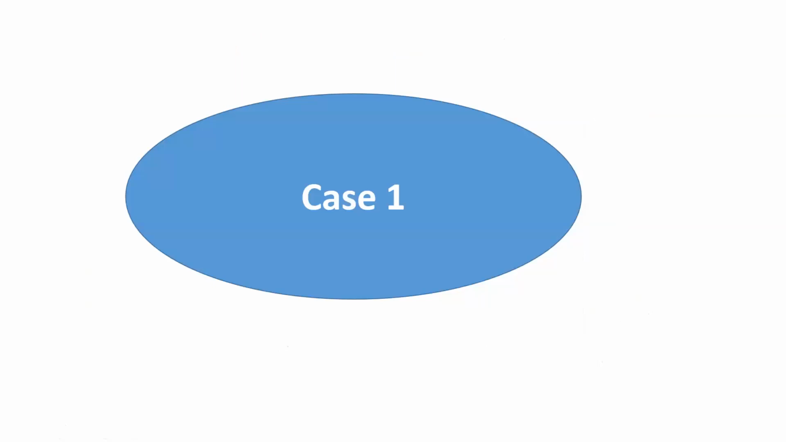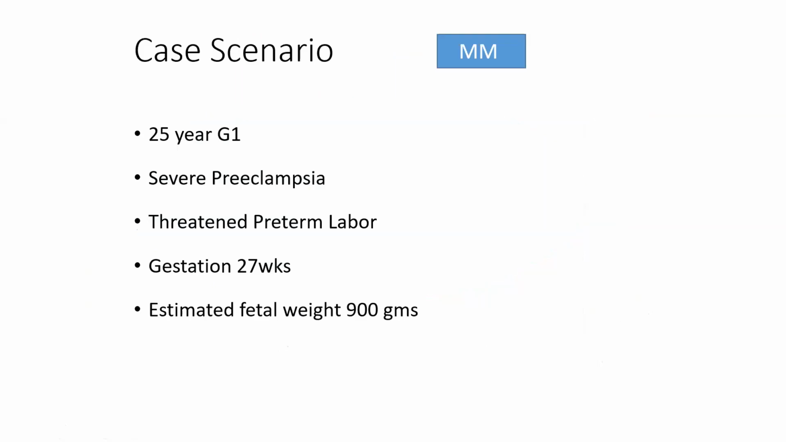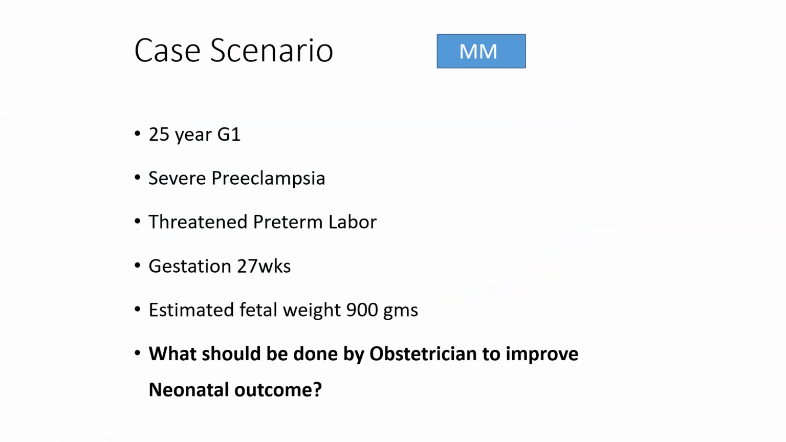So coming to the first case, we will be discussing a case of hyaline membrane disease. This is a 25-year-old gravida 1 mother who had severe preeclampsia and threatened preterm labor at gestation of 27 weeks with an estimated fetal weight of 900 grams. As I initially told, this is something which has to start from the antenatal period. So what can be done to improve the outcome of this baby?